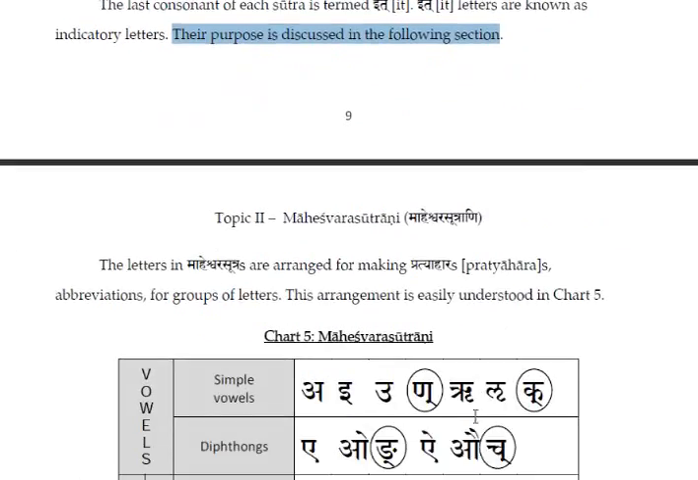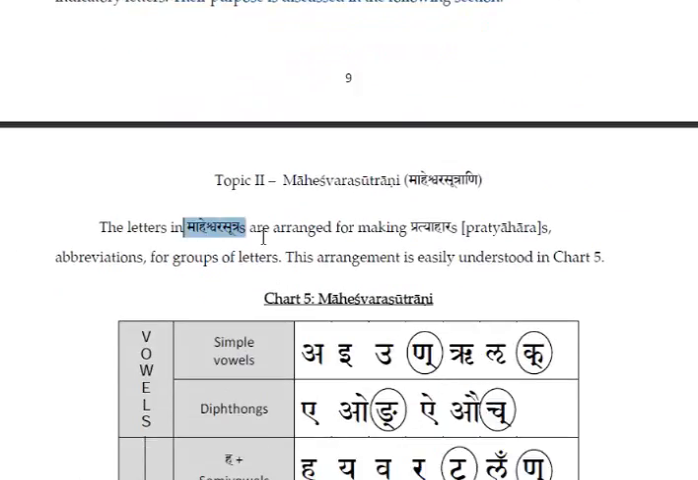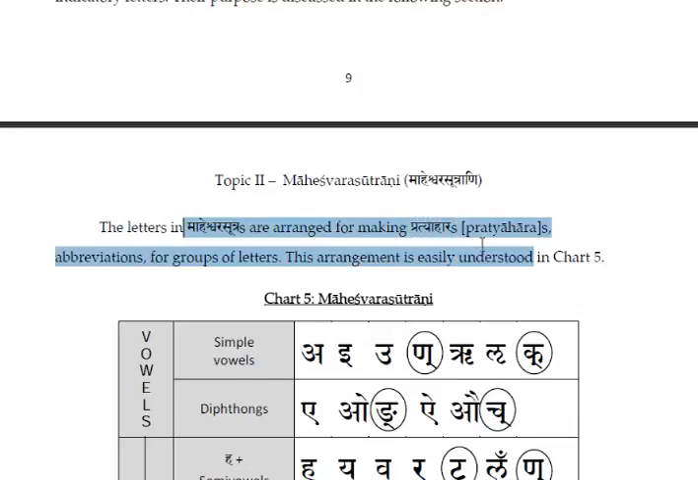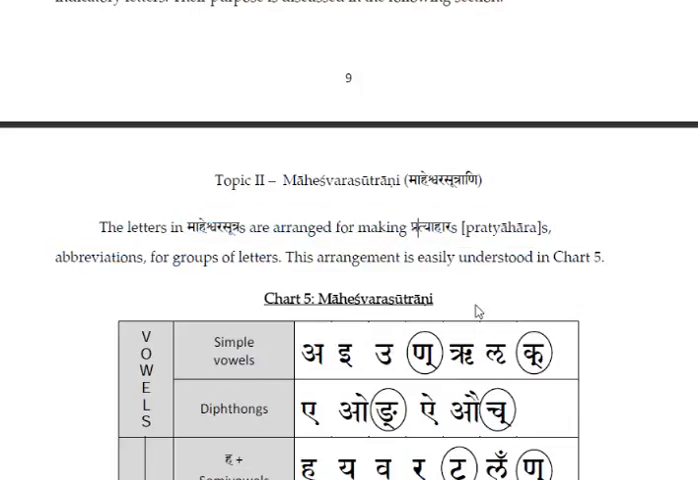The letters in Maheshwara Sutras are arranged for making pratyaharas. Please say pratyahara. Pratyahara means abbreviations for groups of letters. This arrangement is easily understood in chart 5.